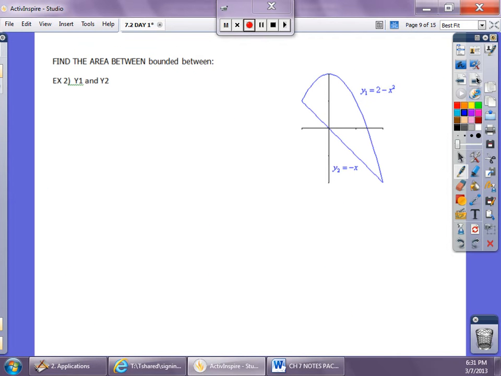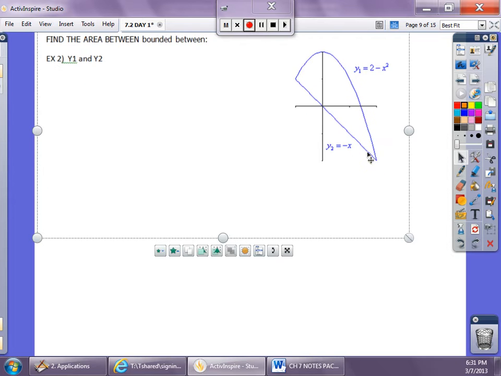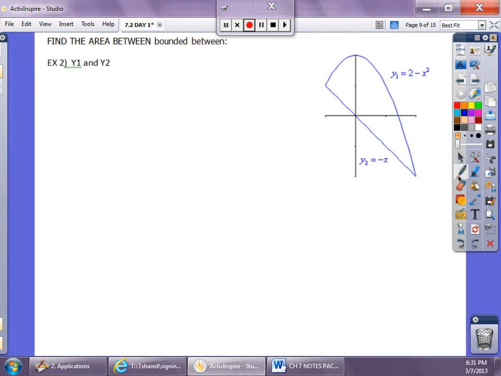I gave you the graph only so that we could confirm what we're doing, but let's pretend the graphs are not given. They give you these two functions. I'm going to rewrite them right here. They give you function f, which is 2 minus x squared, and they give you function g, which is negative x. So we're going to go through those same steps.